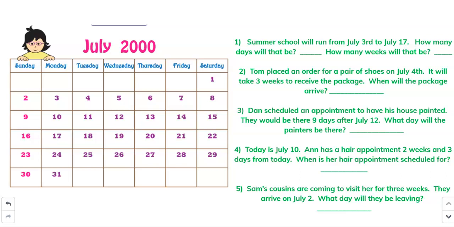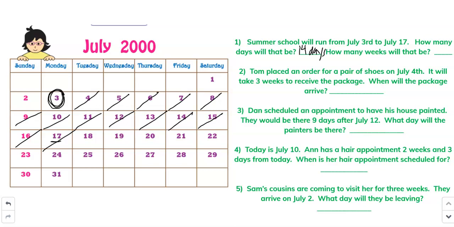That would be a short summer. So how many days will that be? So starting on July 3rd, we need to count all the way to July 17th. Now remember, when we start, we want to count the third as 0, okay? And then we will count from there. 1, 2, 3, 4, 5, 6, 7, 8, 9, 10, 11, 12, 13, 14. Okay, so that would be 14 days.